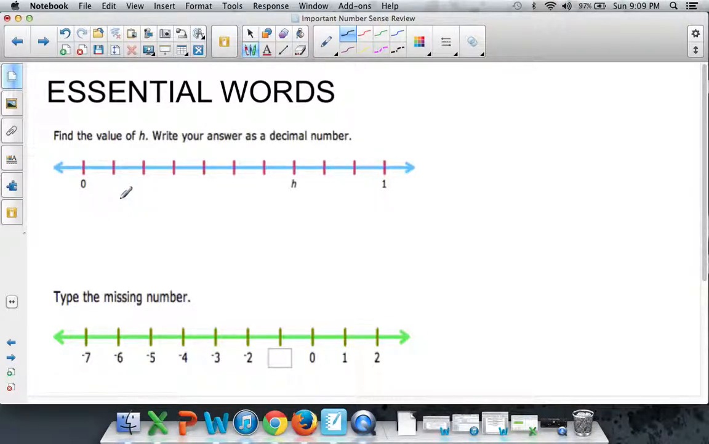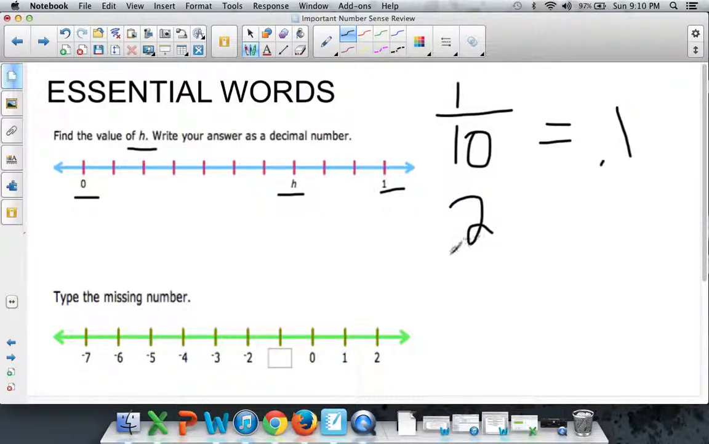Here's not a word problem situation. Here's a number line situation. Find the value of h. Write your answer as a decimal number. Now, in the 4th grade, they usually won't give you a decimal that's out of this world. From 0 to 1, you're pretty safe assuming that the decimal is cut up into tenths. What are tenths? Well, there's the fraction 1/10, but that also equals 0.1.